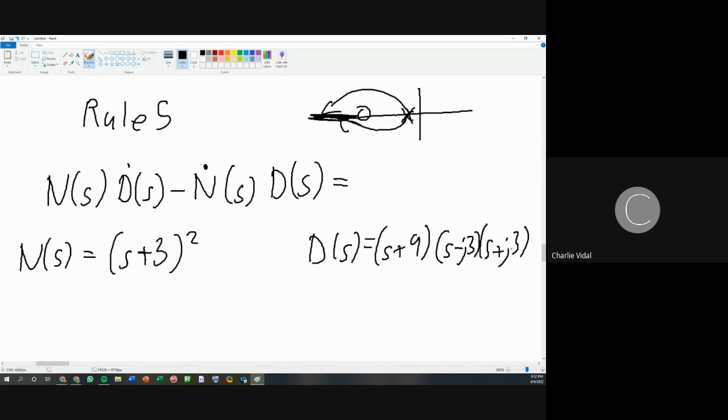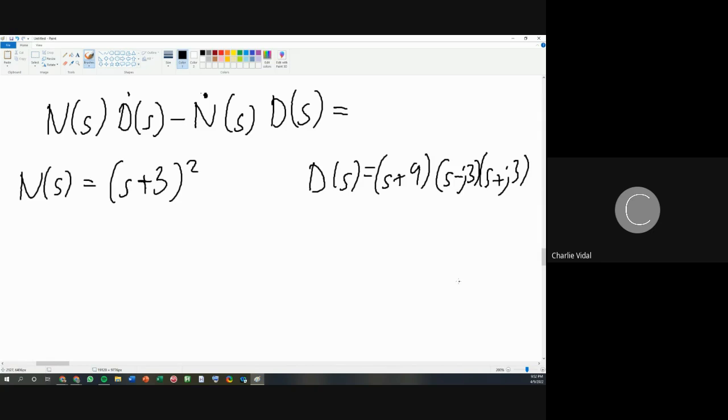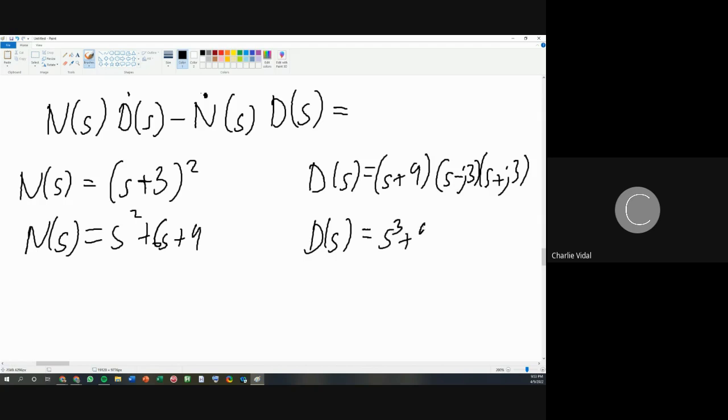This is also another reason why he wouldn't put it on the quiz, and why it took me so long to do this problem: I did actually solve it out. Over here, NS is by hand, by the way. I did check it with Symbol Lab, but I did this by hand. S squared plus 6S plus 9. DS was S cubed plus 9S squared plus 9S plus 81.